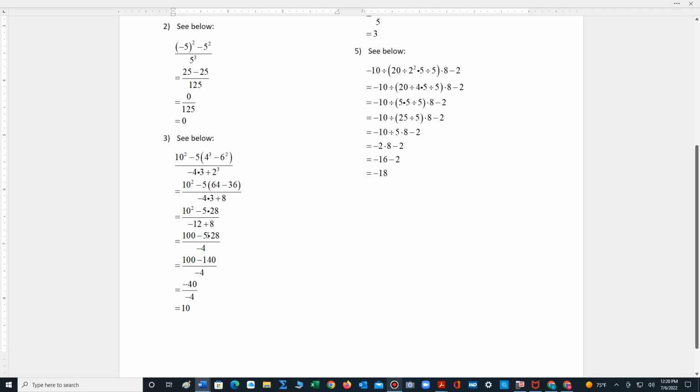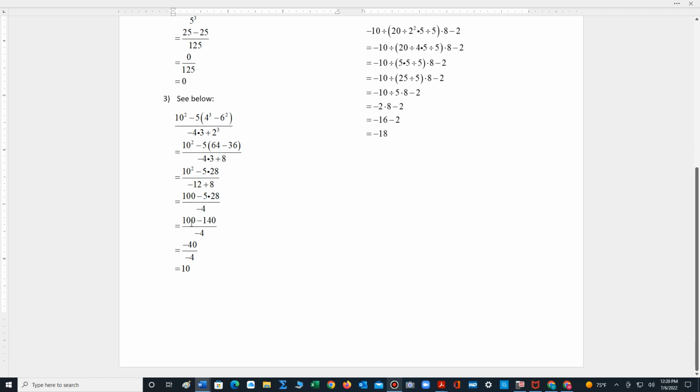Remember, in the numerator, order of operations, we do multiplication before subtraction. 5 times 28 is 140. Finally, we have 100 minus 140 is negative 40. And negative 40 divided by negative 4 is positive 10.